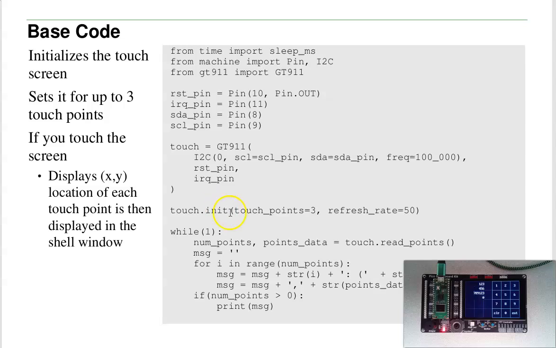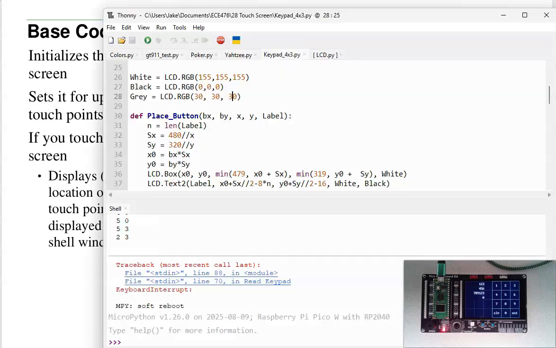The base code just sets up the touchpad, initializes it. This is how many touch points you're allowed. Here's the refresh rate. And then to read it, I will just read touch points or read points from my library touch. That's your touchscreen library. You got to import that. This is the instance of a touchscreen. This is how many touch points I have and the location. I'll display how many touch points along with the XY spot, and here's what that code looks like.